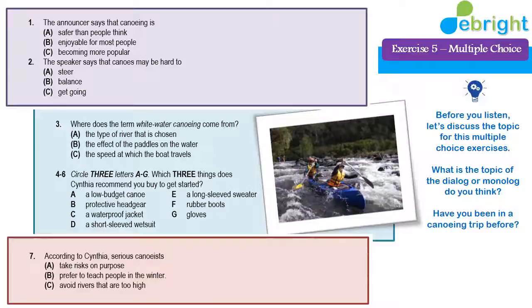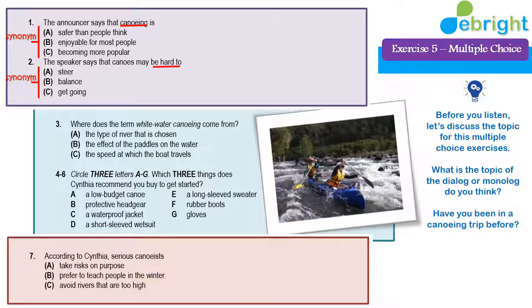Let's discuss first from number 1. The keyword is canoeing, and then you should also find the synonym for A, B, C. Is it safer than people think, enjoyable for most people, or becoming more popular? And then as for number 2, the speaker says that canoes may be hard too. Maybe you should find the synonym for hard, maybe difficult in the audio, and then also the synonym for steer, balance, or get going.